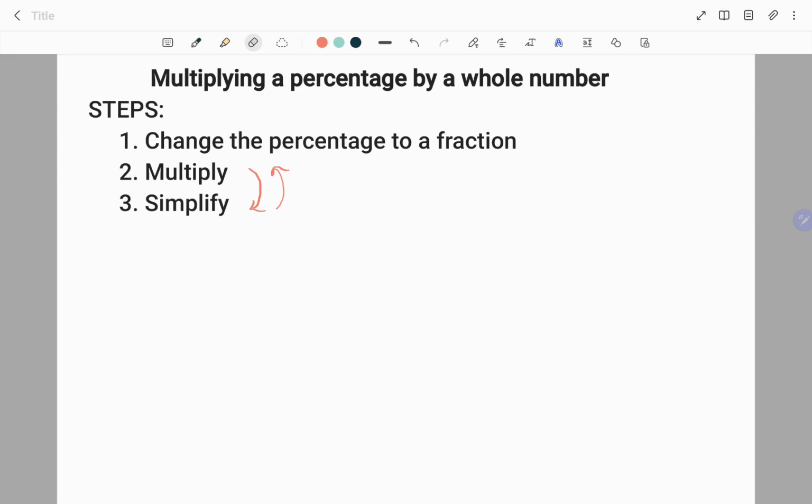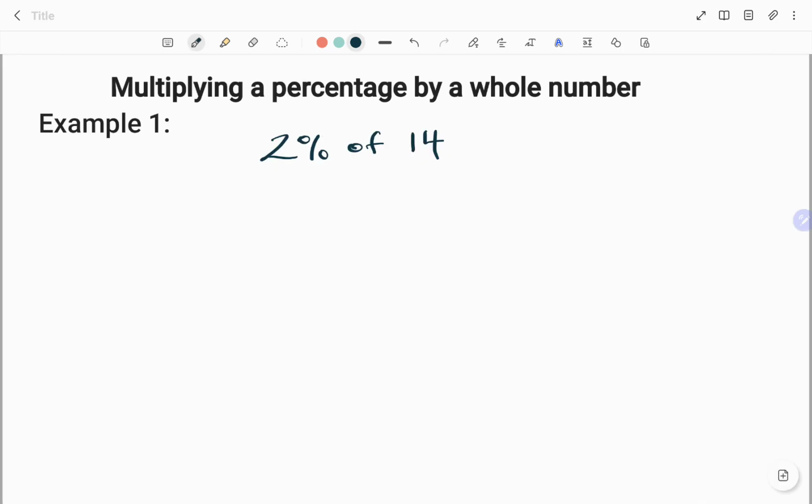Let's go ahead and try out the following examples. In the first example, we are going to find 2% of 14. Remember, on the first step, we need to change a percentage into a fraction. We have that number written as a percentage over 100 times 14. Any whole number is over 1. In this example, we are going to multiply out first before we simplify.